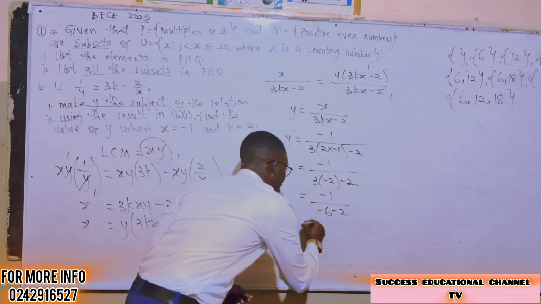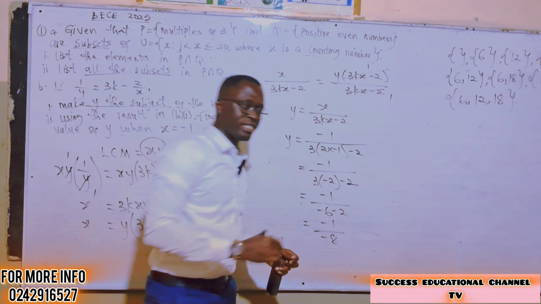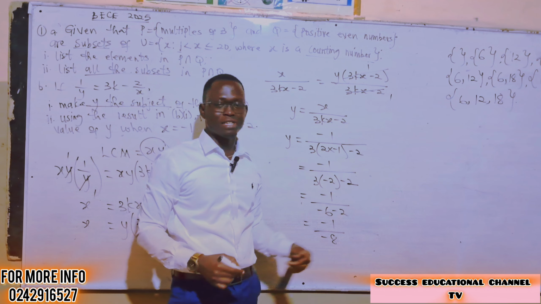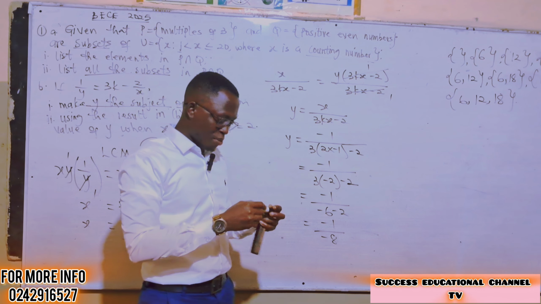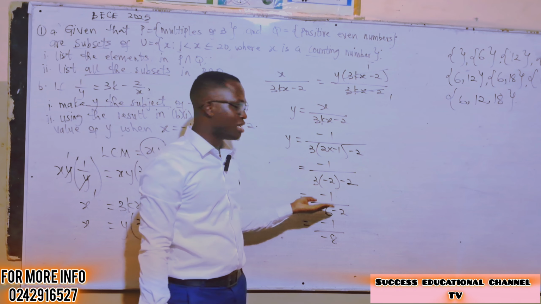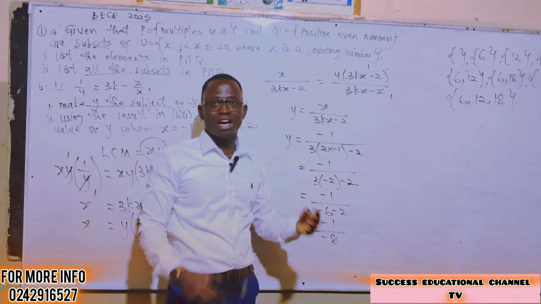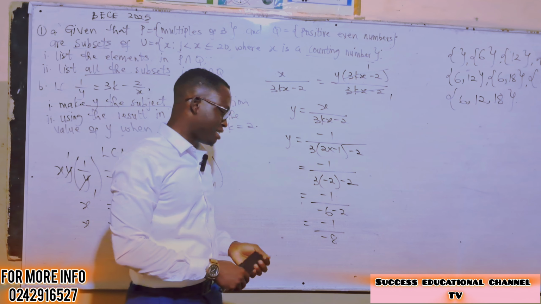Then we come down to have -1 over -8. -6 minus 2 gives us -8. A scenario here: you are owing someone 6 Ghana cedis. You go and borrow another 2 Ghana cedis. Together, you are owing 8.